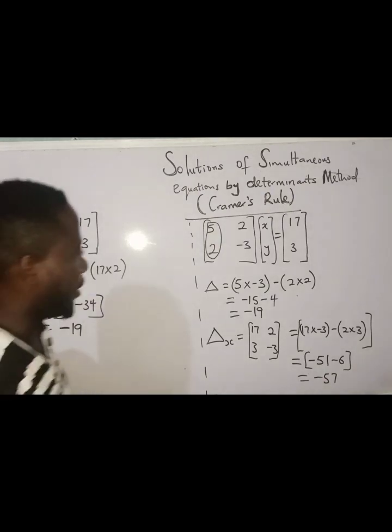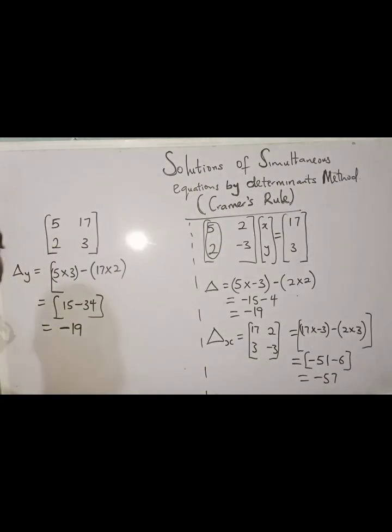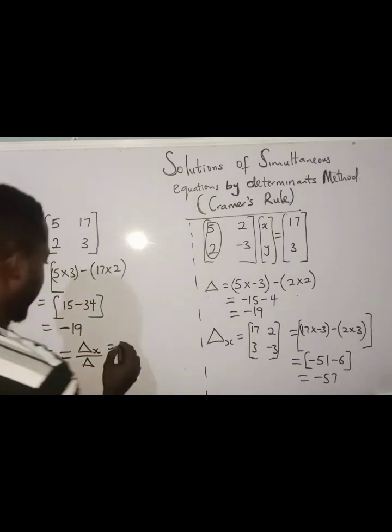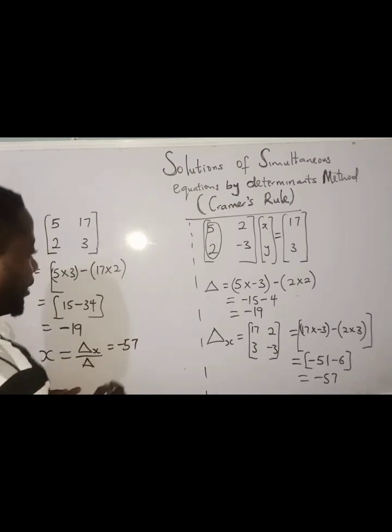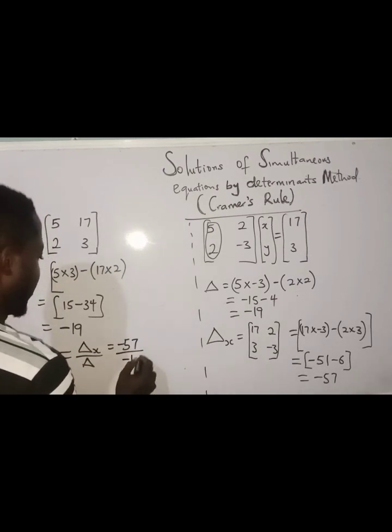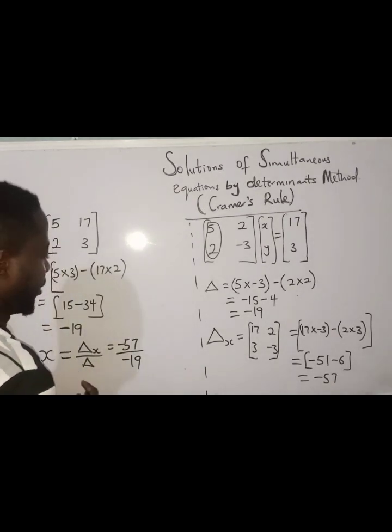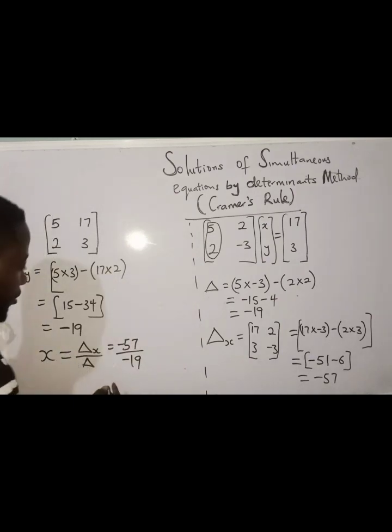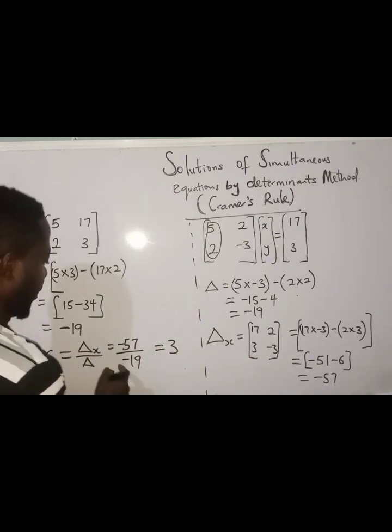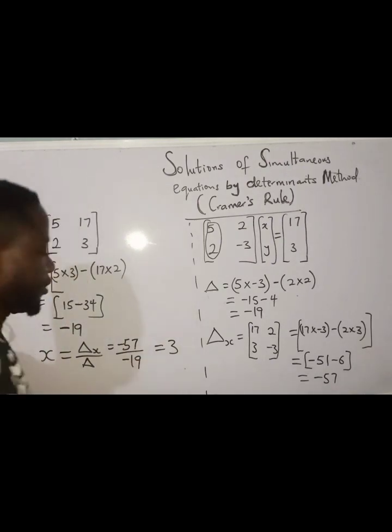Alright, so we have our determinant of x and we also have our determinant of y. So let's proceed to solving for the value of x. Now let's get the value of x. Don't forget our formula is going to be the determinant of x all over the real determinant. The determinant of x is minus 57 and the real determinant is minus 19. So in that case, how many 19s can you see in 57? That is going to be 3. And minus cancels minus, so it's going to give us plus 3.